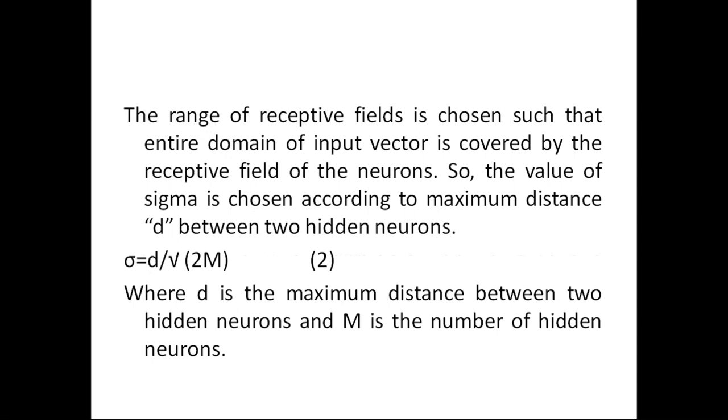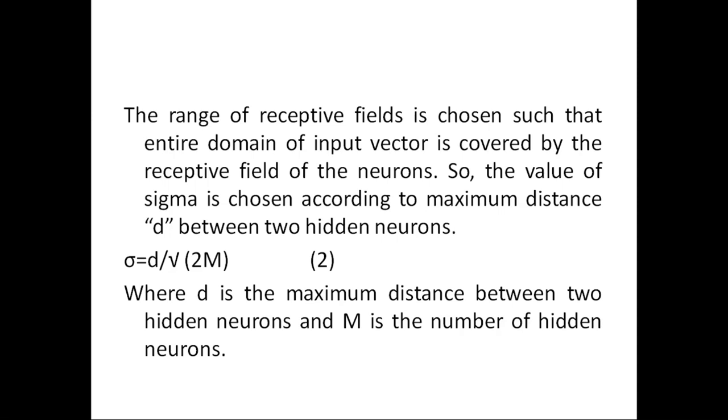Now, the range of the receptive fields is chosen such that the entire domain of the input vector is covered by the receptive field of the neurons. You have seen that figure where I have shown 12 nodes, covering the entire space, and we have to select in such a way that the entire input vector is covered by the receptive field.